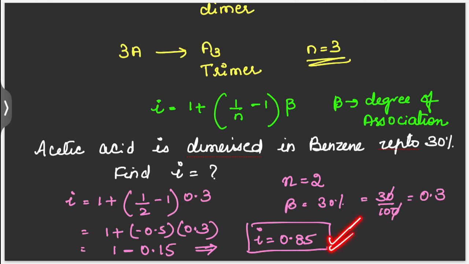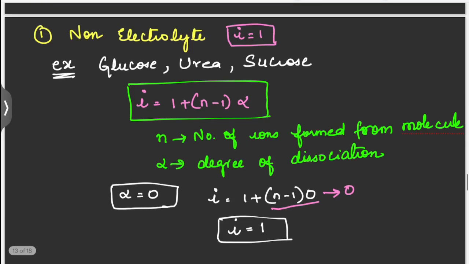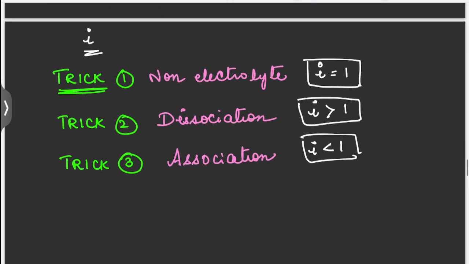Here you can see the I value is less than 1. So this is the third trick. Wherever there is association, association means combination. Here, two acetic acid molecules will combine and form a dimer. That is called association. So wherever there is association, you can see the I value is less than 1. This is how we find the I value, that is the Van't Hoff factor. So write down this trick. For a non-electrolyte, I value will be equal to 1. For a dissociation reaction, I value is greater than 1. For association, it is less than 1. So this is how we find the Van't Hoff factor.